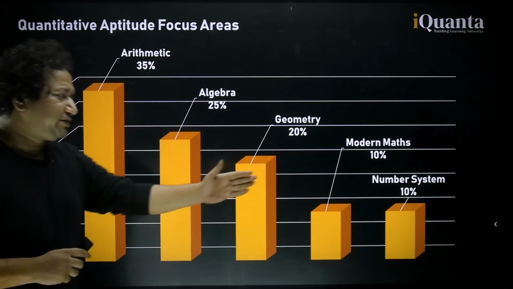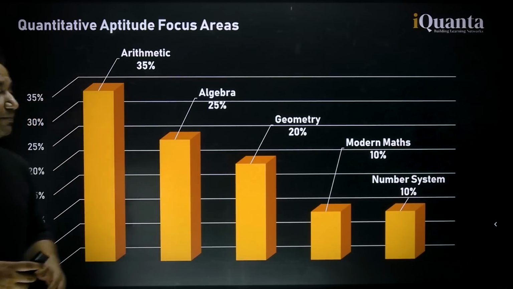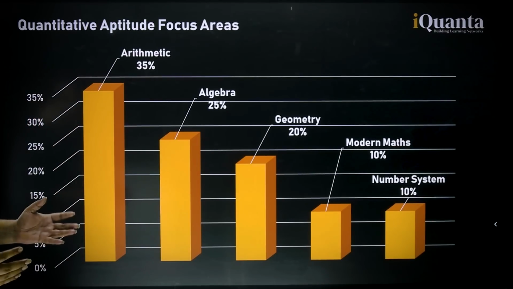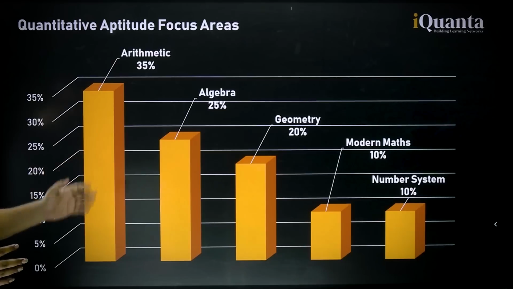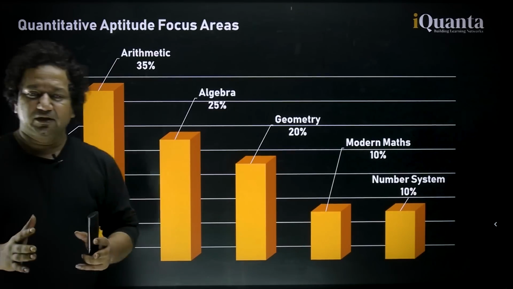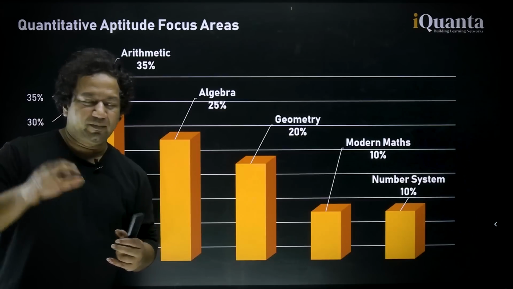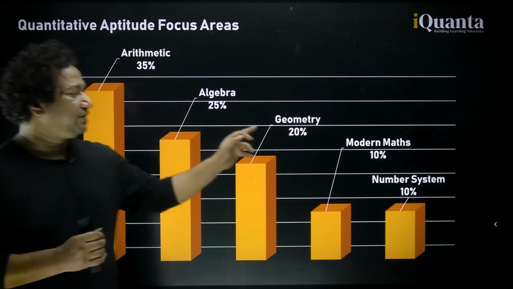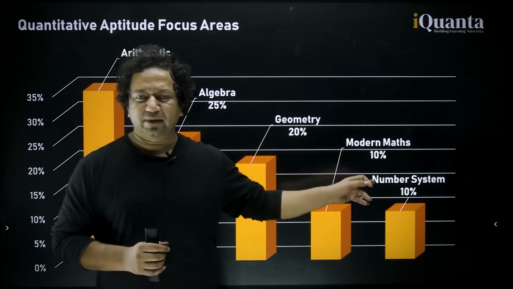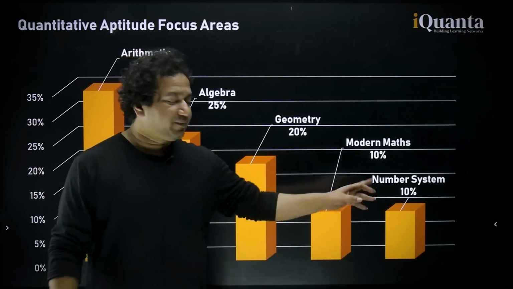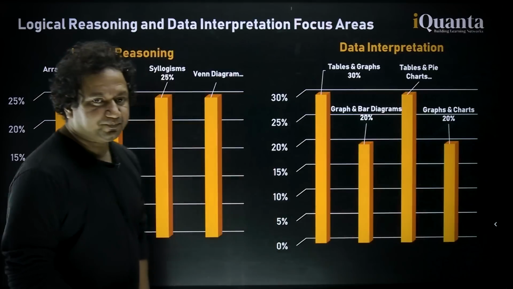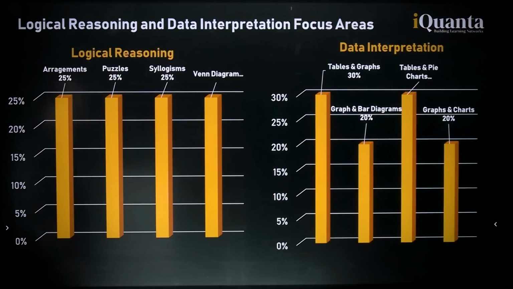All right, now let us discuss the focus areas for quantitative aptitude. This is what generally happens, like in all the CAT exams. The arithmetic questions are 35% of total questions, which means we also need to focus 35% of our time to arithmetic, 25% to algebra, 20% to geometry, 10% to modern maths, which is P and C probability, 10% to number system.